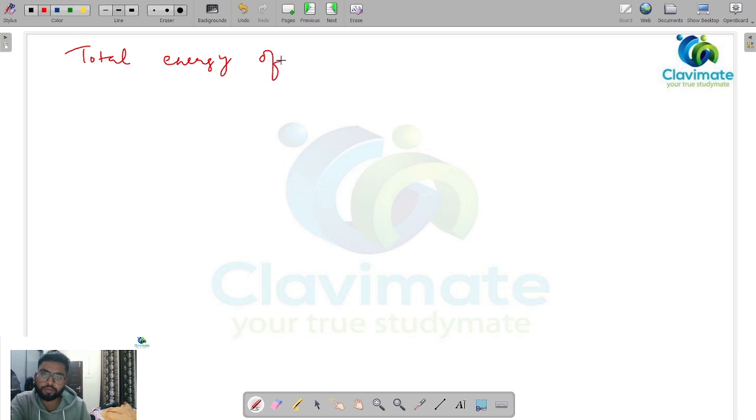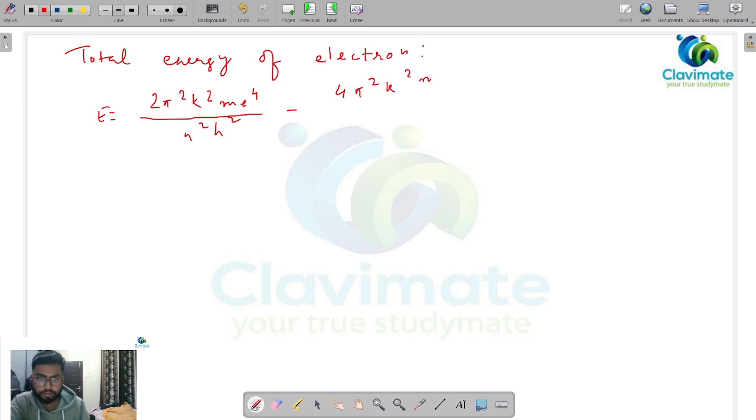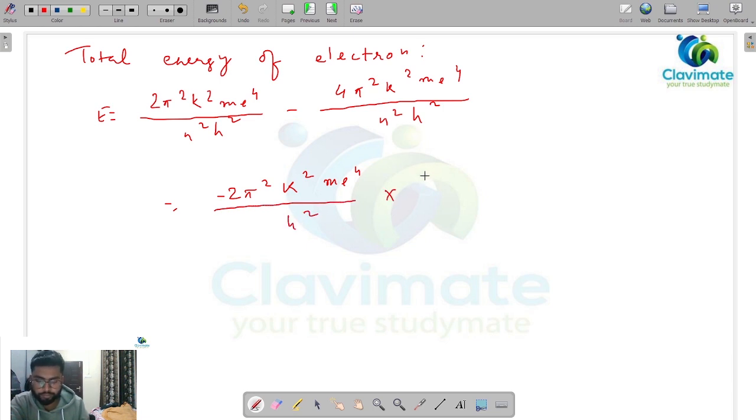Total energy of electron equals 2 pi square k square m to the power of 4 by n square h square minus 4 pi square k square m e to the power of 4 divided by n square h square, which is equal to minus 2 pi square k square m e to the power of 4 divided by h square multiplied by 1 by n square.